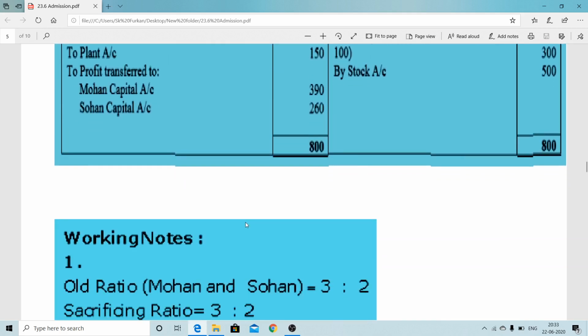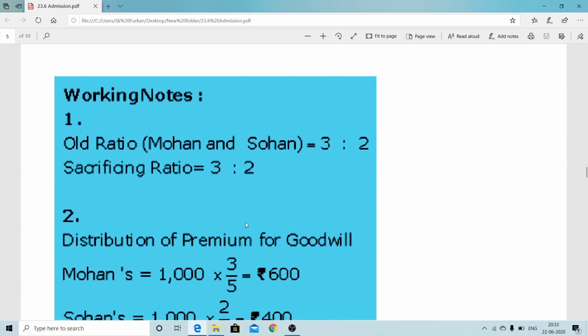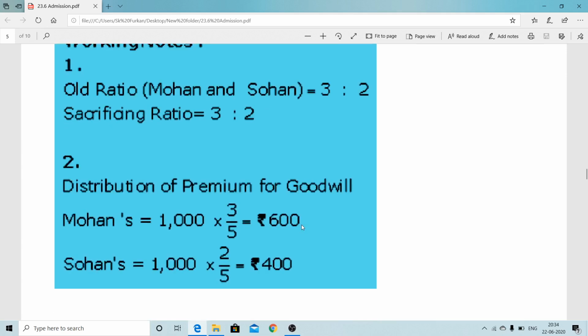Now after that, in the working we are showing the distribution of goodwill as well as the calculation of SR. We know the old ratio is 3:2, and that old ratio will come as the SR, because when no separate information is given, the old ratio comes as the SR all the time. So here it will be SR, therefore 3:2, no need to calculate SR in these cases. And the amount of goodwill the new partner paid will be distributed among the old partners under the sacrificing ratio.